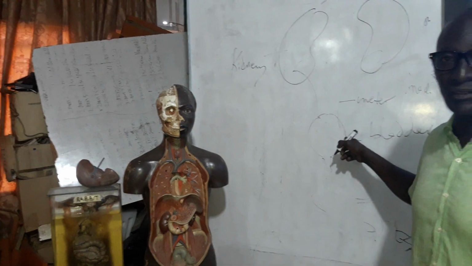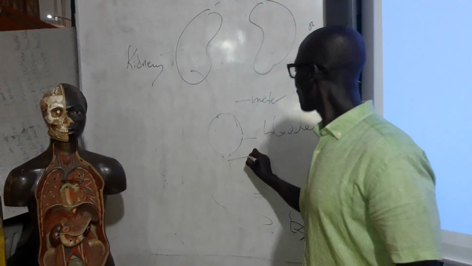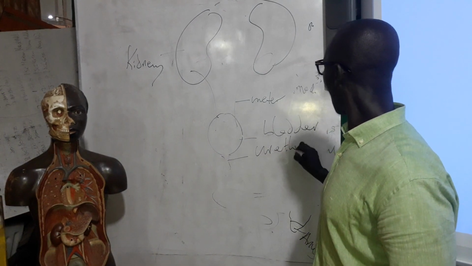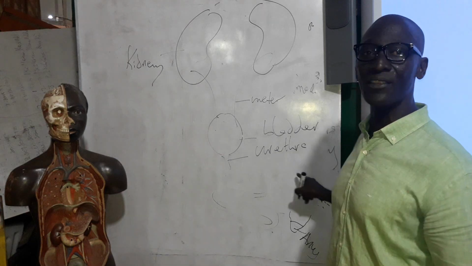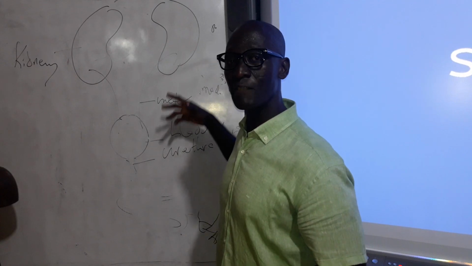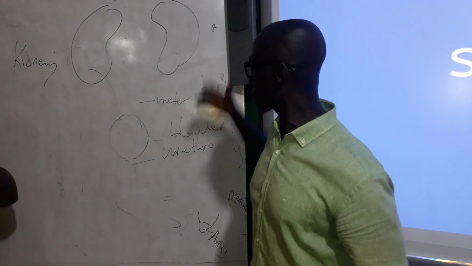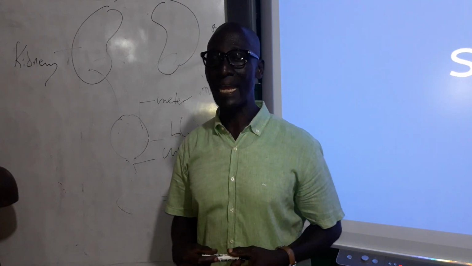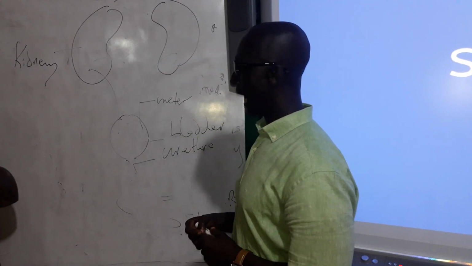Should this be filled, then we can discharge the urine outside through another organ called the urethra. Note the difference between the ureter and the urethra. The ureter transports urine from the kidney for storage in the bladder. The urethra discharges the urine to the outside.